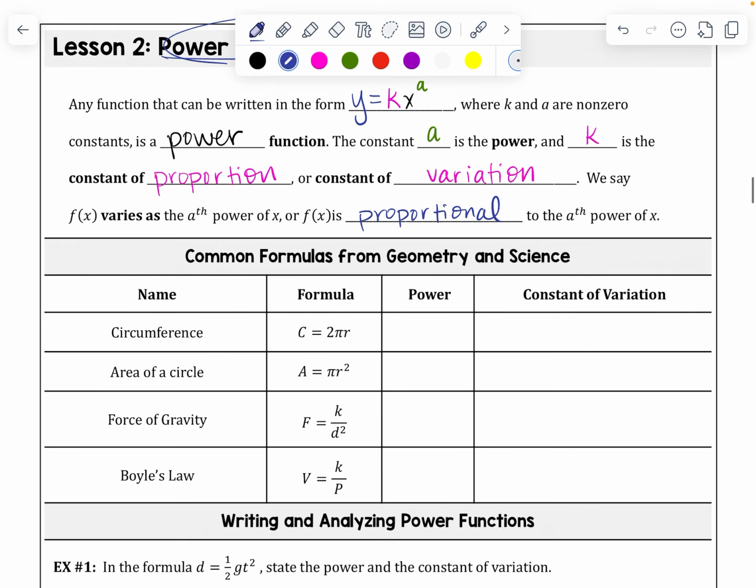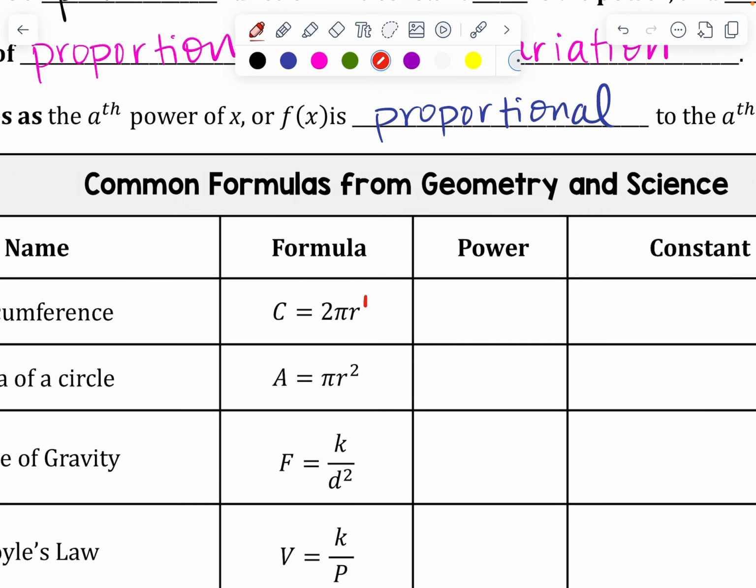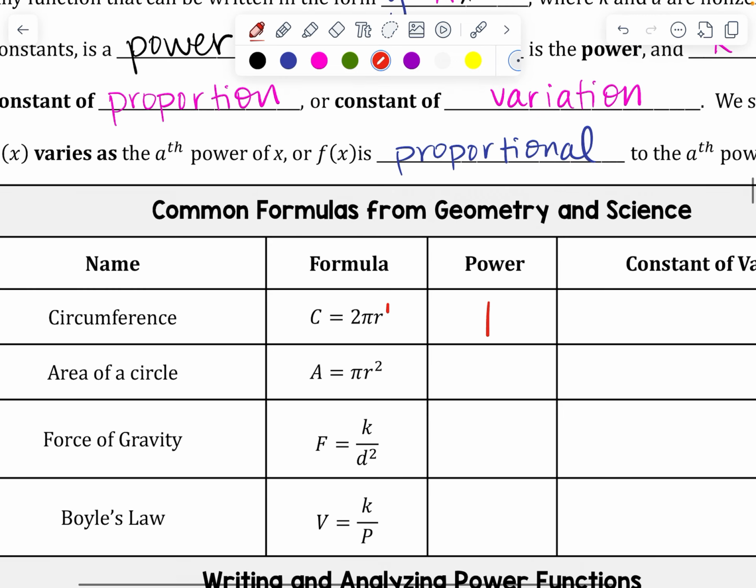So here are some common formulas from geometry and science. We've seen these before. Circumference, C equals 2 times pi times r. Because that r is our variable and it has an invisible 1 exponent, we call this a power of 1. And the constant of variation is what's being multiplied in front. Basically, that coefficient is 2 pi. The area of a circle has a power of 2, and the constant in front is just pi.